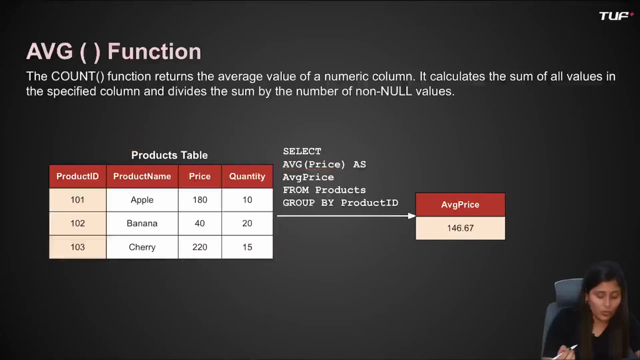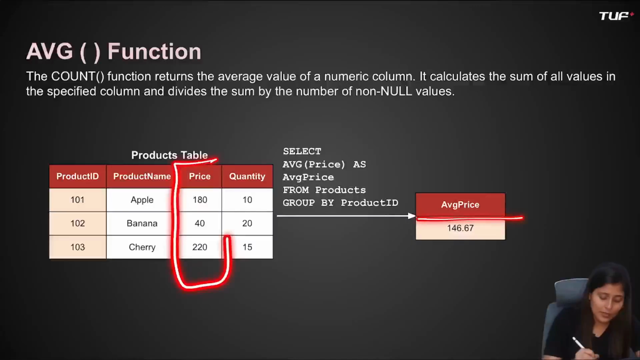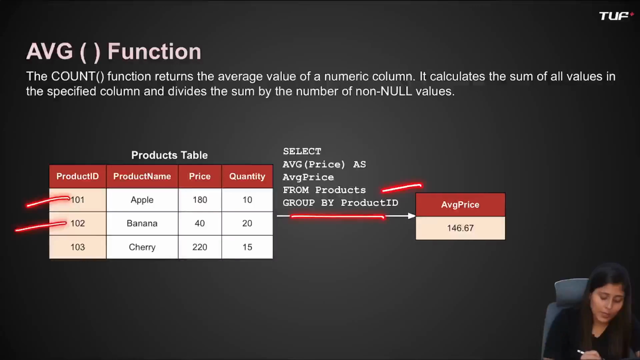So average of price, and we'll give that the name average price. We are basically calculating the average for price here, from the product table and group by product ID. Again, product ID is unique here, so there is no benefit of using the group by.